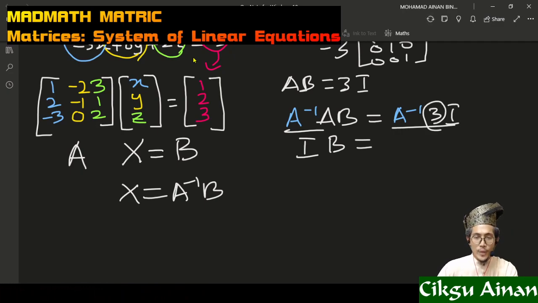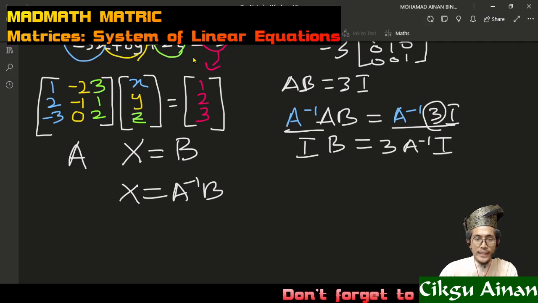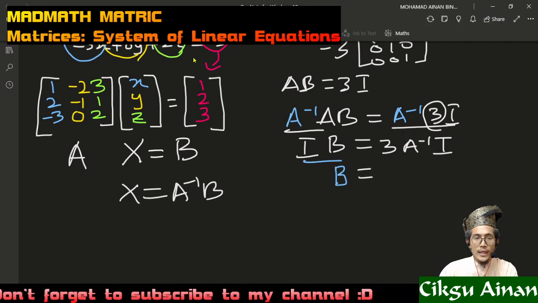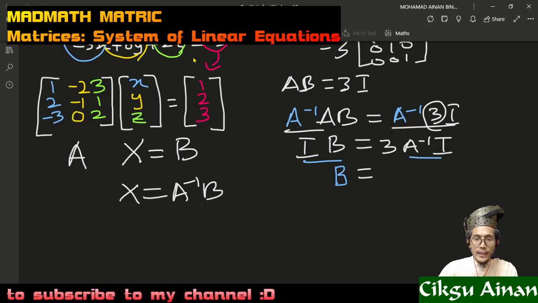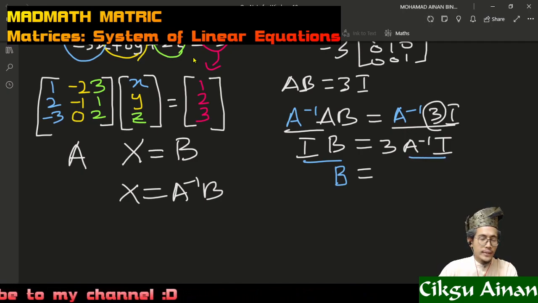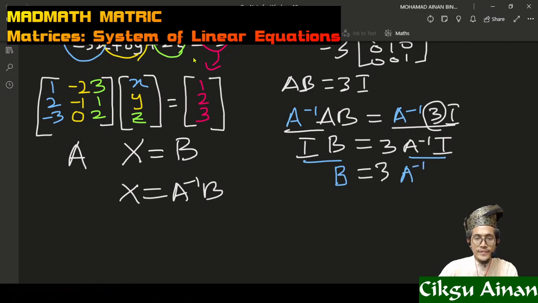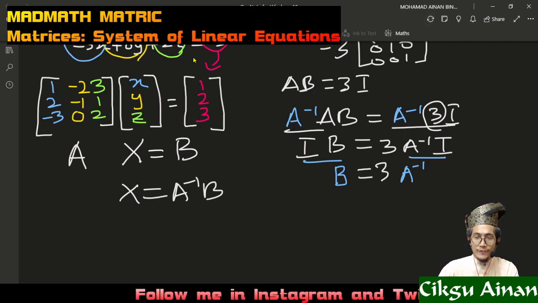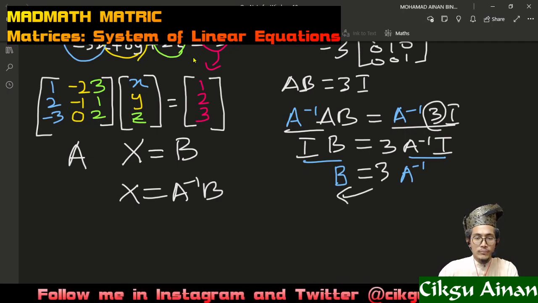A constant can move everywhere, so we write 3 in front. So A inverse multiplied by identity. Next, identity multiplied by B is B itself. And then A inverse multiplied by identity is A inverse itself. So that leaves us with this one. So what should we do with this 3? We want A inverse. We don't want the 3 there. So what do we have to do?